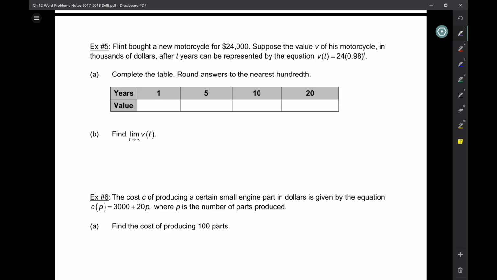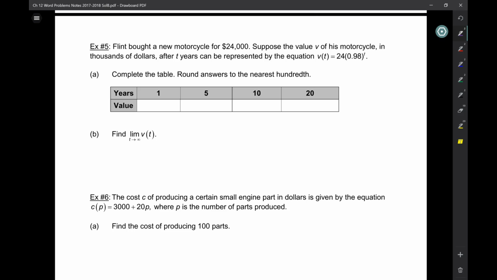Okay. Flint bought a new motorcycle for $24,000. Suppose the value V of his motorcycle in thousands of dollars after t years can be represented by this equation. Is this gaining value or losing value? It's losing value. How do we know that? Right, but how do we know it from the equation? The rate is less than 1.